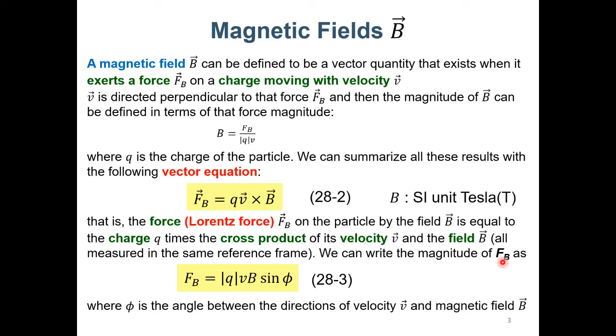We can write the magnitude Fb as this: Fb equals QvB sine phi. Phi is the angle between the direction of the velocity v and the magnetic field B.